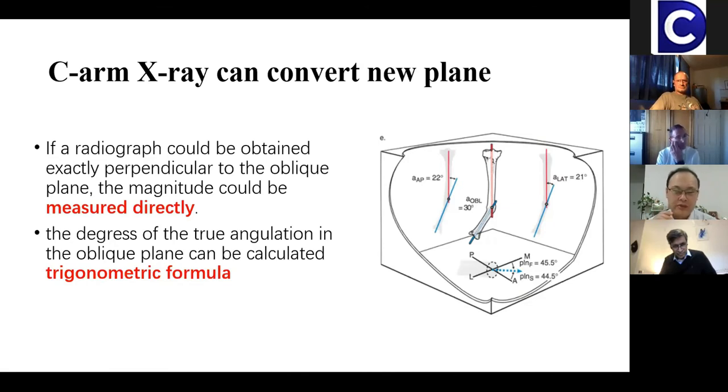Usually we have the AP view and the lateral view in the X-ray. If the deformities are coronal or sagittal, we can evaluate them directly. So how to evaluate the oblique deformity in the AP view and the lateral view is a very important thing. We must know the relationship in space. The degree of the true angulation in the oblique plane can be calculated with trigonometric formulas, which are a little difficult for common doctors.